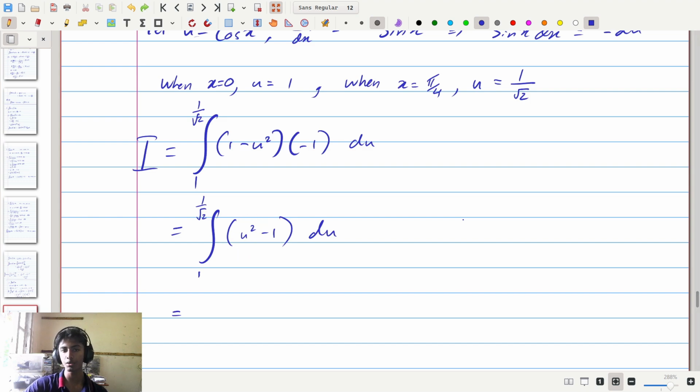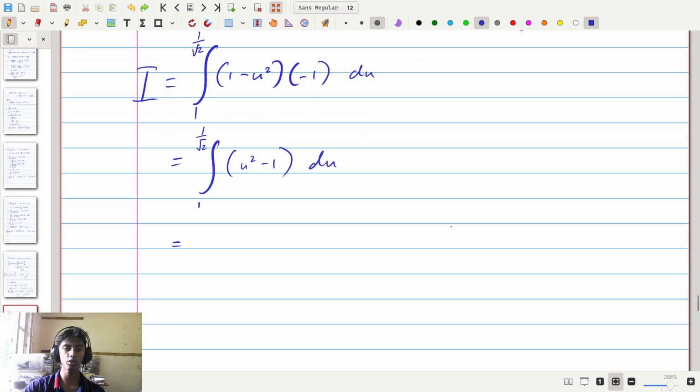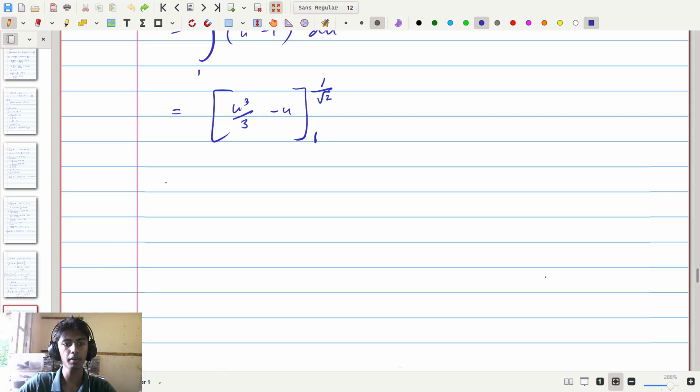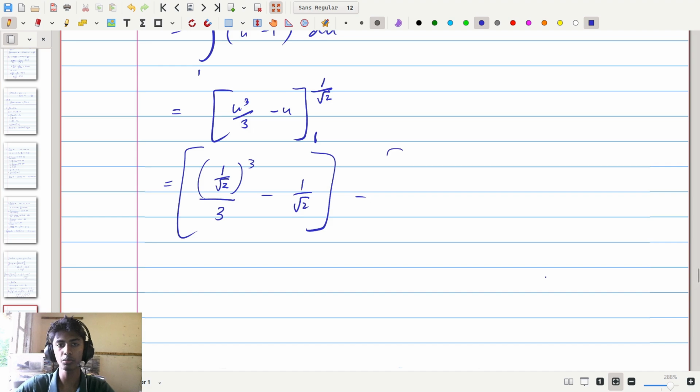Well, we know the integral of u squared, we know the integral of negative 1, so we can find our answer at this point. Doing so, we can see the integral of u squared is u cubed divided by 3, and the integral of negative 1 is negative u. And this needs to be evaluated from the values of u going from 1 to 1 divided by the square root of 2. Now then, applying the limits here for the upper limit, we have to write 1 divided by the square root of 2 cubed divided by 3 and then minus 1 divided by the square root of 2. And on the other side, for the lower limit, we need to substitute 1, which means we have 1 cubed divided by 3 minus 1.